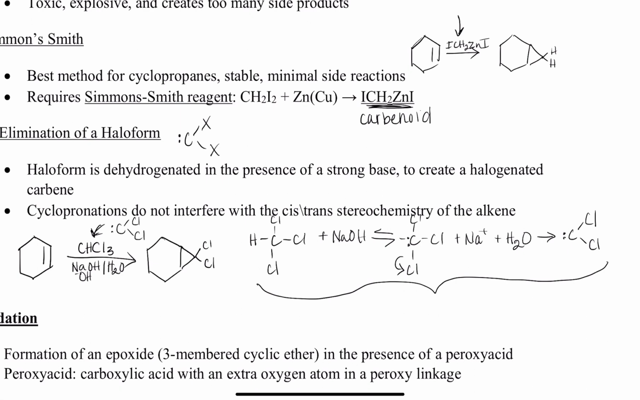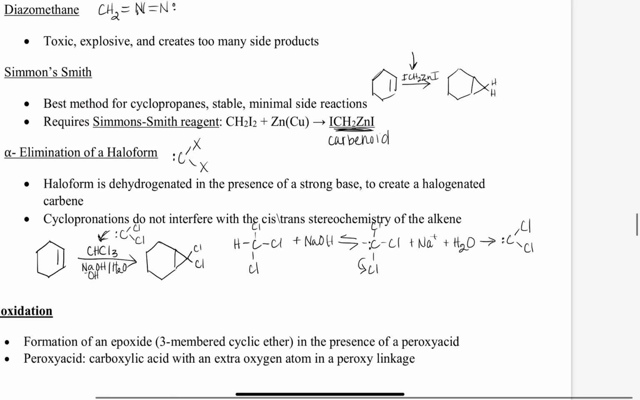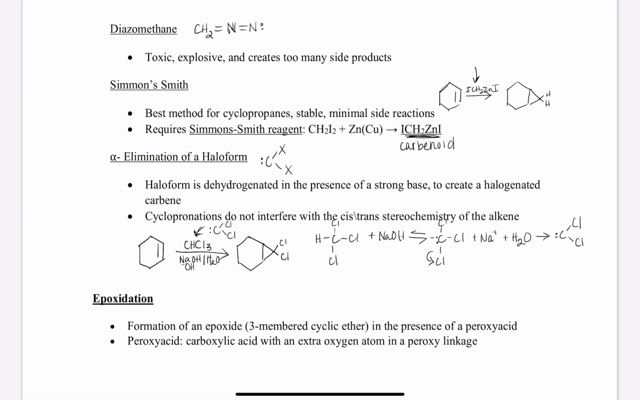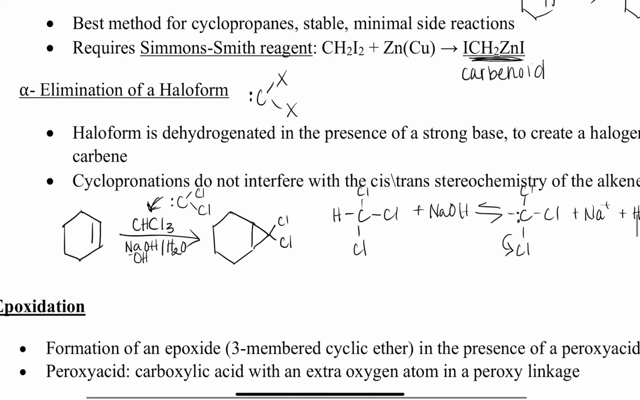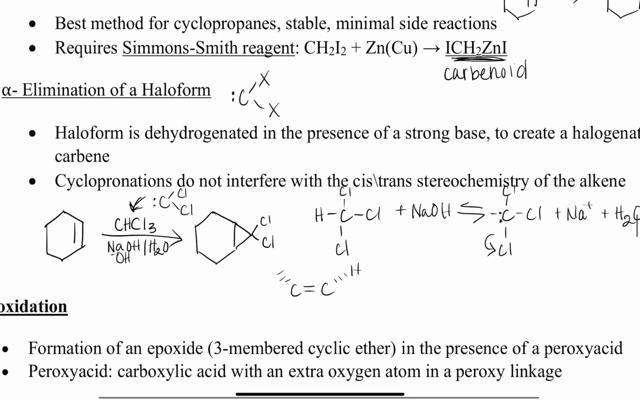It is important to note for our methods, all three methods, the cyclopropanations do not interfere with the cis and trans stereochemistry of the alkene. So essentially, if we were to have a trans molecule, the molecule would stay trans. So if this was an example that we were looking at.